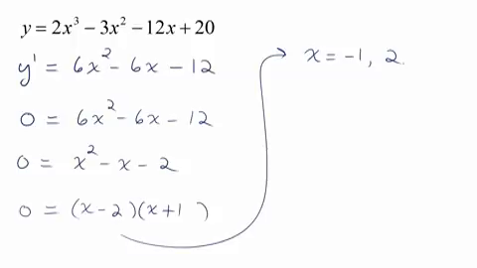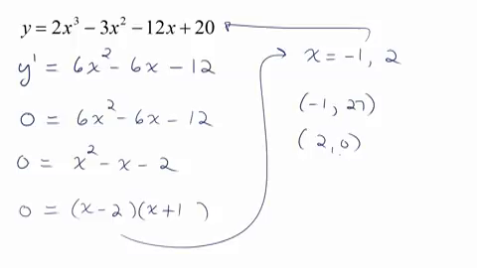So now we must find the y values. So we'll plug these values, negative 1 and also 2, back into the original equation to get their corresponding y values. So our 2 points would be negative 1, 27, and also 2, 0. Those are the locations where we would have tangent lines parallel to the x-axis.